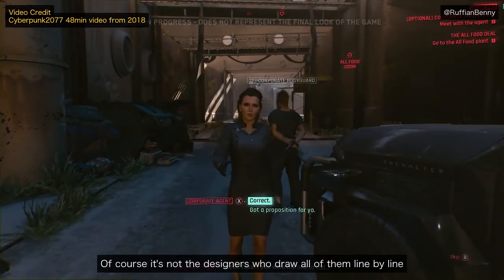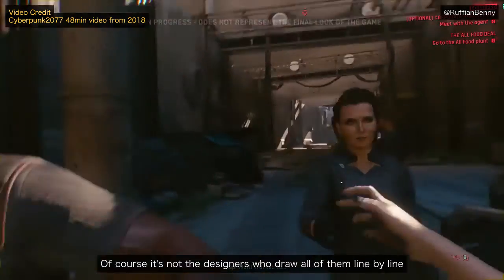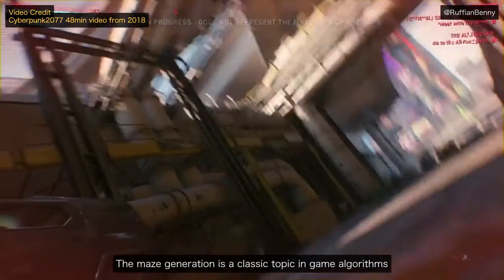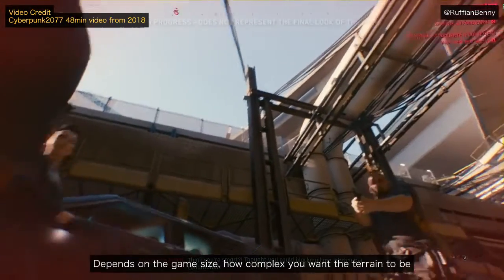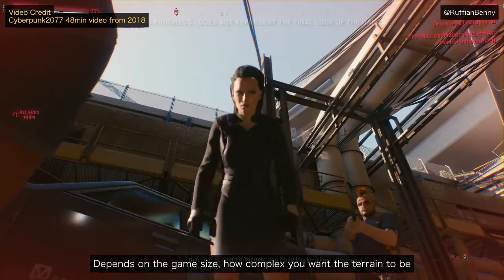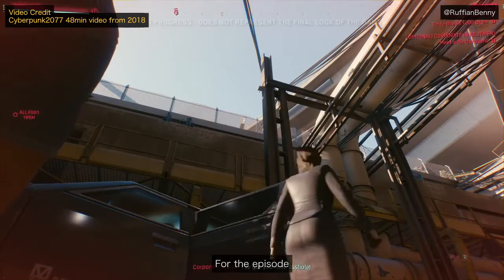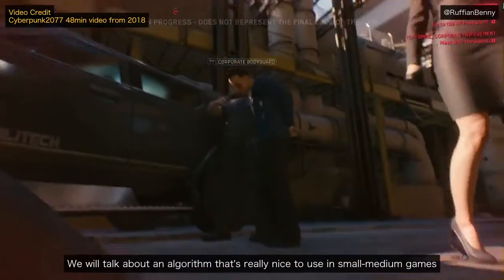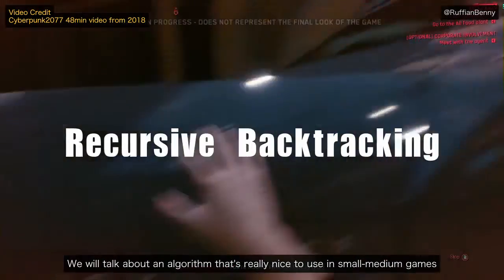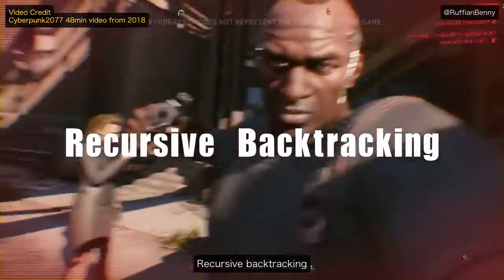Of course, it's not the designers who draw all of them line by line. Maze generation is a classic topic of game algorithms. Depending on the game size and how complex you want the terrain to be, all types of algorithms have their pros and cons. For this episode, we'll talk about an algorithm that's really nice to use in small to medium games: recursive backtracking.